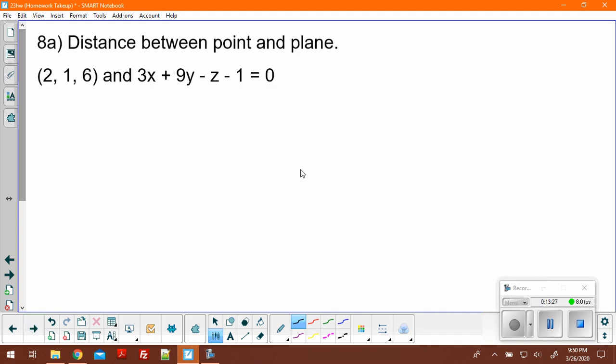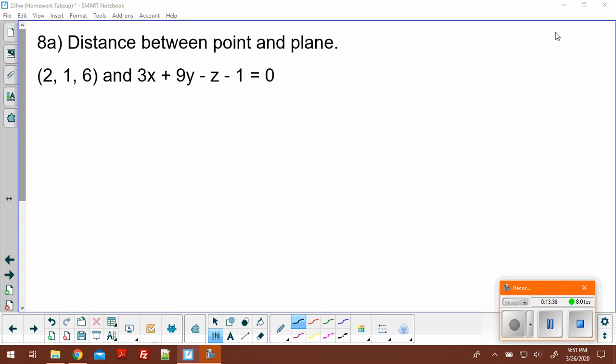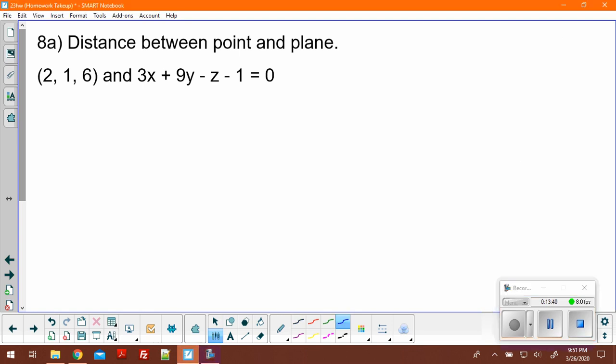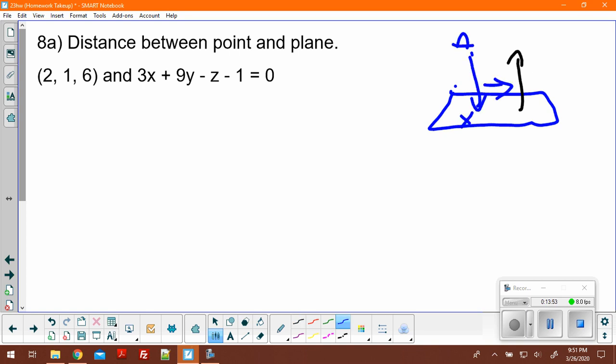Okay, 8a, determine the distance between each point in the plane. Okay, again, I think we did do something like this before. So there's my plane. Okay, the point is up here. So that means I do know what my normal is. So I'm going to find some point on the plane and then project that over here.